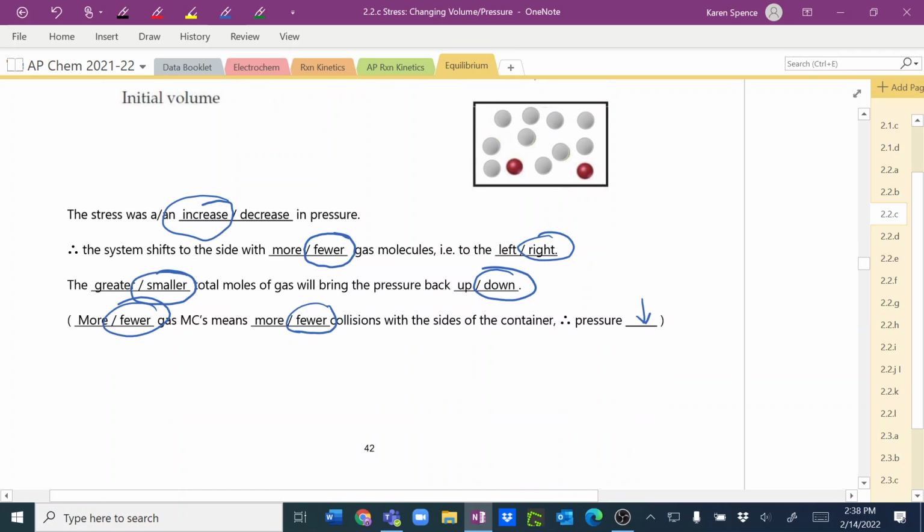So according to Le Chatelier, what is Le Chatelier's principle? Tell your partner.